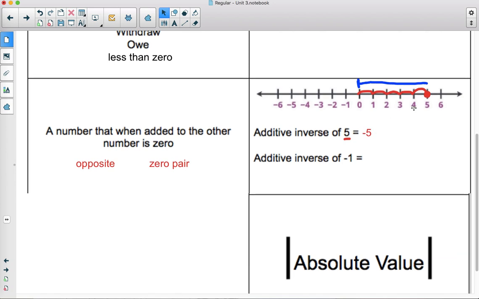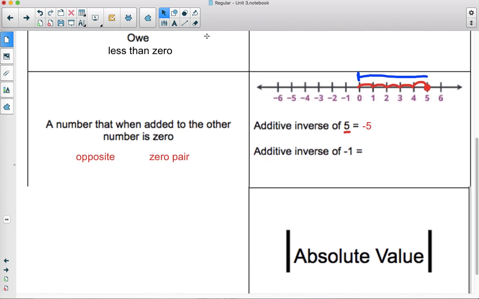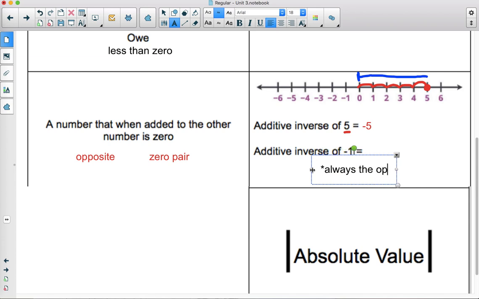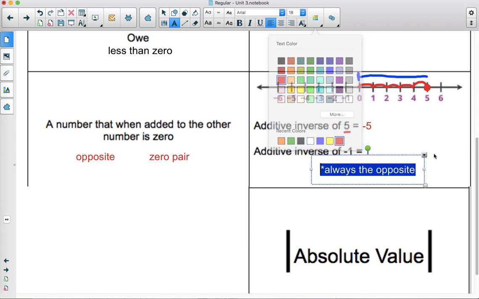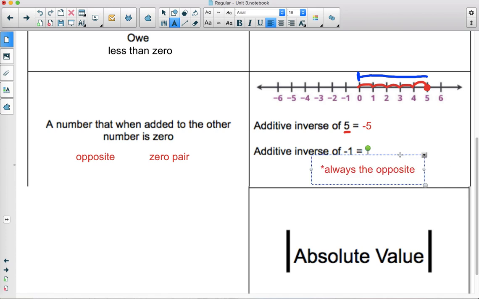So in this section, an easy way that you could remember this is that it's always the opposite. Okay, so additive inverse is going to always be the opposite number.